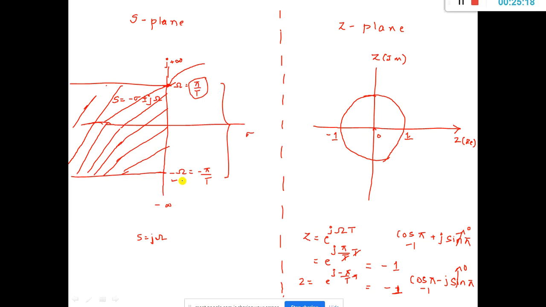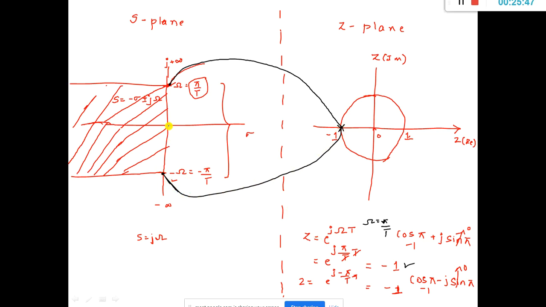So this is the first value that appears. From here, where do I map this? This is going to be z equal to minus 1. So this frequency is mapped at this point. That is z equal to minus 1 for omega equal to pi by T. What about the negative pi by T? That also maps onto the z equal to minus 1 point itself.